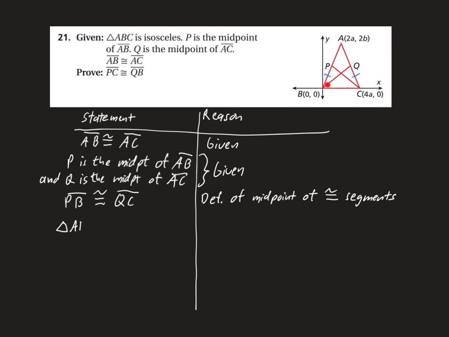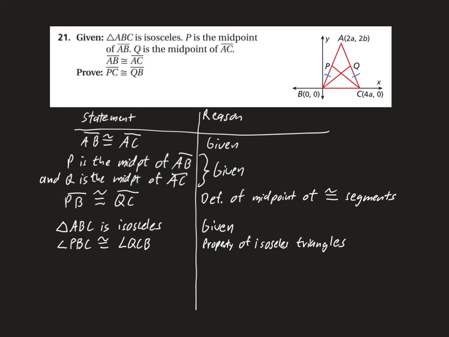Now I want to work towards showing that this angle here is congruent to this one here. And I'm going to use the idea that triangle ABC is isosceles. So in isosceles triangles, the base angles are always congruent. So I'm just going to say that, given it's an isosceles triangle, angle PBC is congruent to angle QCB because of the property of isosceles triangles. Now I can mark those two congruent to each other.